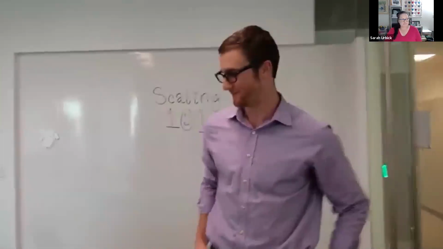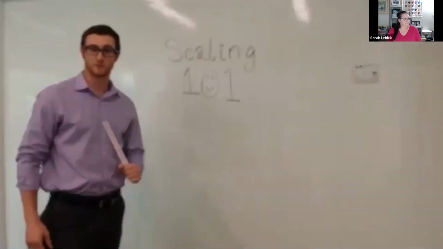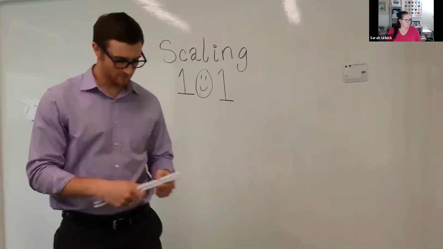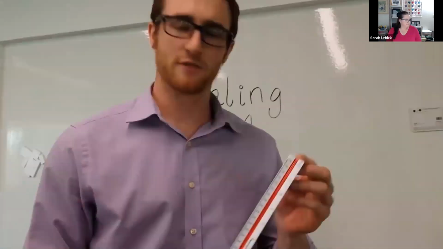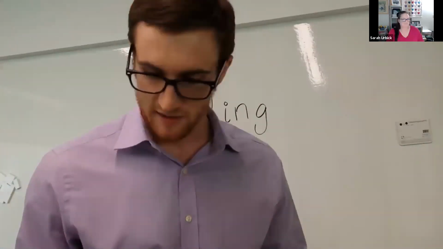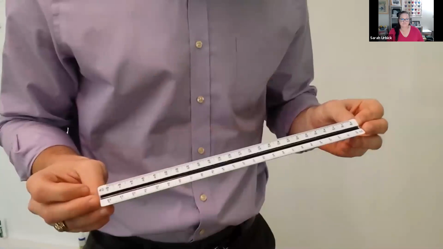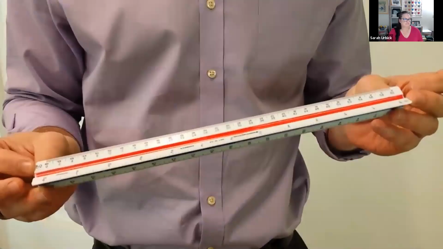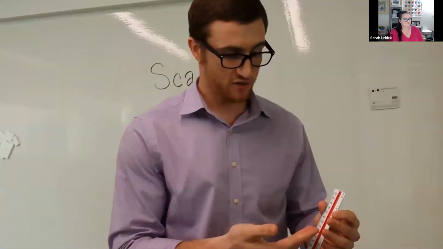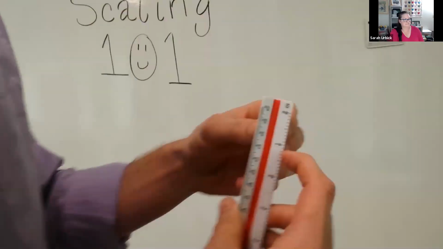Today, you will learn about scaling 101 with Thomas Freed, which is me. So a scale is an interesting thing. It has multiple sides, each of which contain different scales. This side 60-30, this side 20-40, and this side 10-50. The interesting thing about a scale is 1 inch equals whatever your scale is. So for example, on the 10 scale, 1 inch would represent 10.